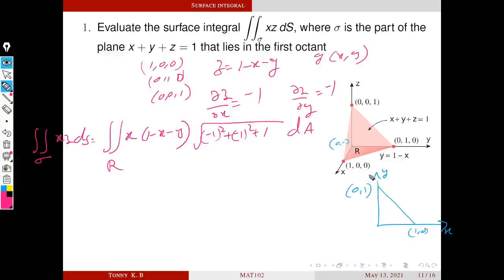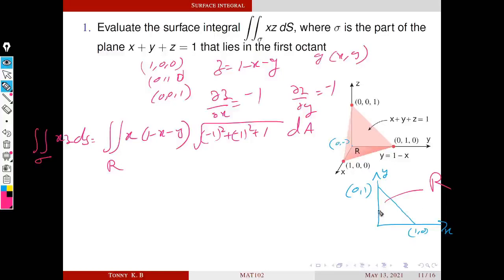So I redraw this figure. Yeah, this is the figure. This is our x-axis, this is the y-axis. In this 3D figure, the x-axis is in this direction and this is our y-axis. So the x intercept is (1, 0) and the y intercept is (0, 1). This is our region R, and we have to integrate along this region R.